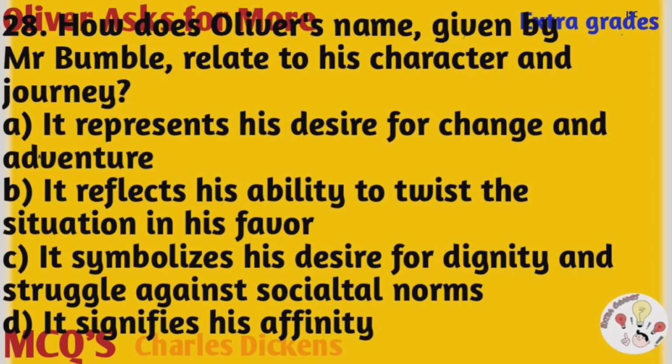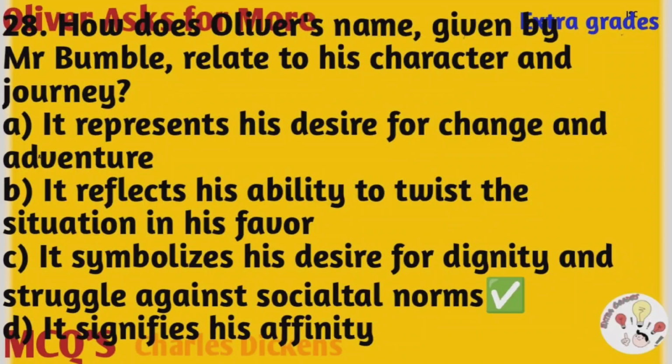Question number 28. How does Oliver's name given by Mr. Bumble relate to his character and journey? And the options are A. It represents his desire for change and adventure. B. It reflects his ability to twist the situation in his favor. C. It symbolizes his desire for dignity and struggle against societal norms. D. It signifies his affinity. And the correct option is C. It symbolizes his desire for dignity and struggle against societal norms.